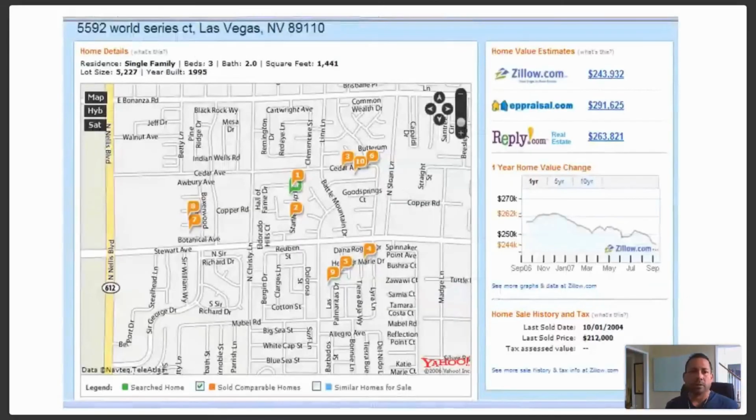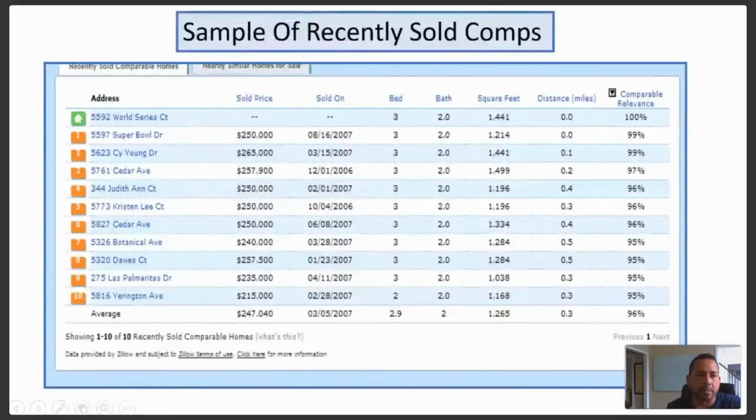All right, so here's how it would look. And this is just a sample, so please use this as a sample. When I print it out, I like it to look like this. I like to see, all right, the green one is the subject. And then you have 1, 2, all the way up to 10. And I'll show you the next page, which lines them out. And this is a sample of recently sold properties. This is just a sample, so don't use it as the Holy Grail.